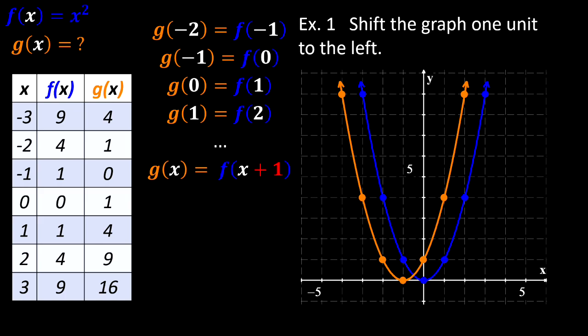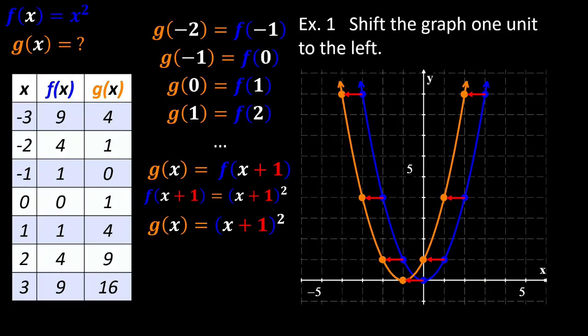Since the input for f is now x plus 1, we have f of x plus 1 is equal to the quantity x plus 1 squared. But that means that g of x is equal to the quantity x plus 1 squared. And we have landed on something really important. When we shift a function 1 unit to the left, we can add 1 unit to the input to get the new function. This is a demonstration of the general rule, and it's definitely the punchline of this video.